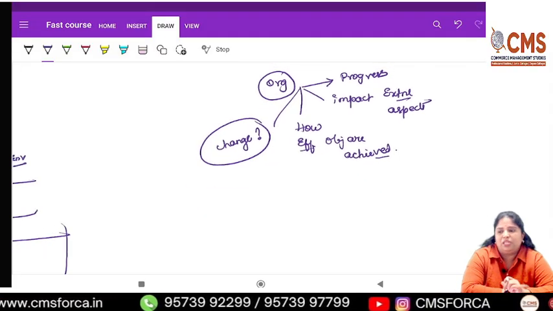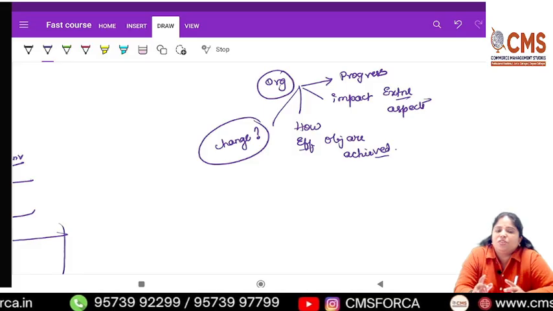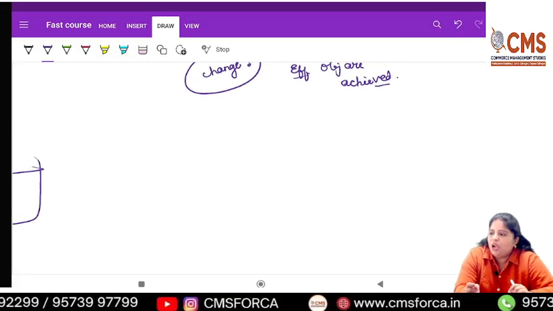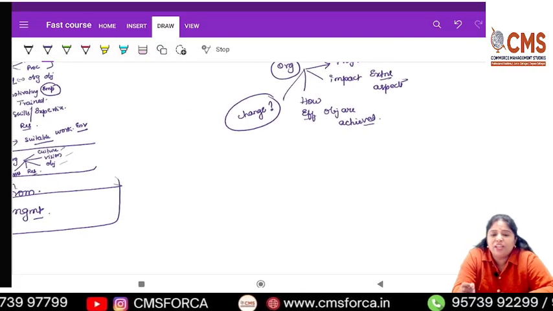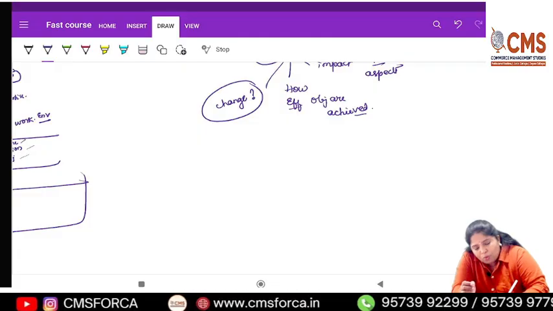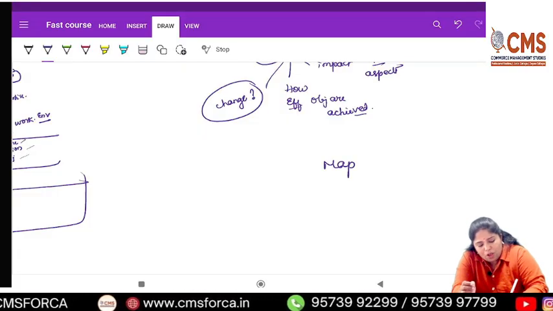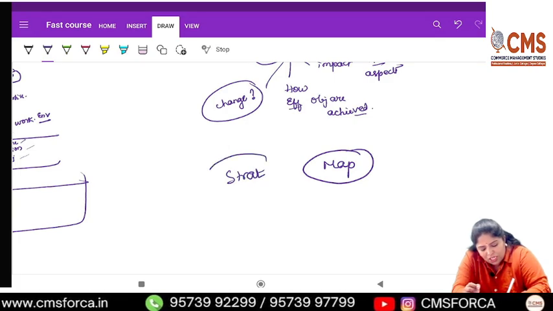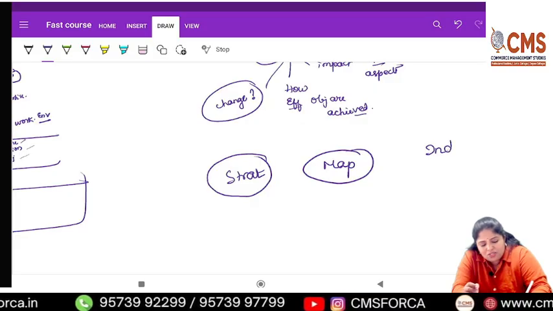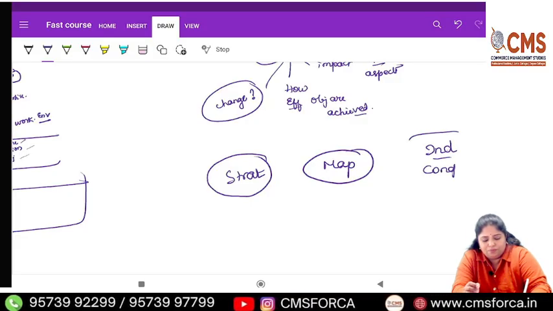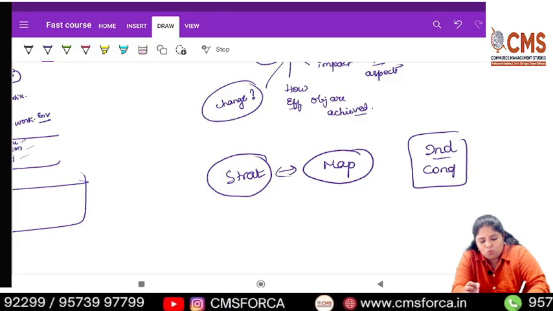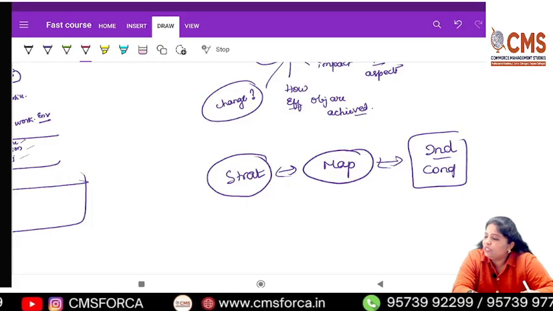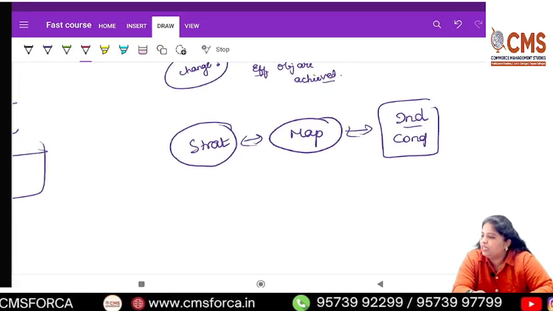And towards controlling this, how is a strategy evaluated? So now take down very carefully, how are you going to evaluate your strategy? You are going to map. How you are going to map means you are going to map your strategy to the industry conditions. So what we are going to do? We are going to map or align your strategy with industry conditions.